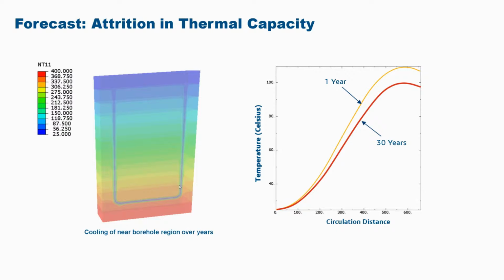We can also predict the attrition in thermal capacity over a period of years. Typically, in geothermal systems, over a period of years, there is a cooling of the near borehole region, and that cooling can lead to attrition in the thermal capacity of the system. Using our simulation, we can predict that attrition. For example, I have compared the system performance after 1 year and 30 years, and you can clearly see that there is a deterioration in the system performance because of the near borehole cooling. So our simulations allow us to capture that deterioration, and we can identify a kind of a cutoff point beyond which there is a significant deterioration in the thermal capacity that the well should be abandoned.